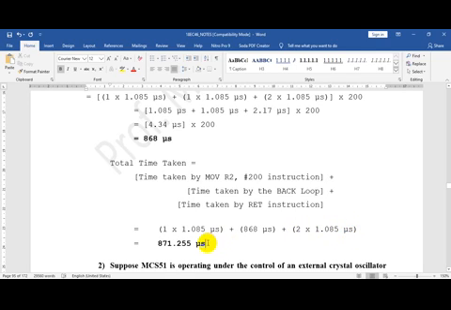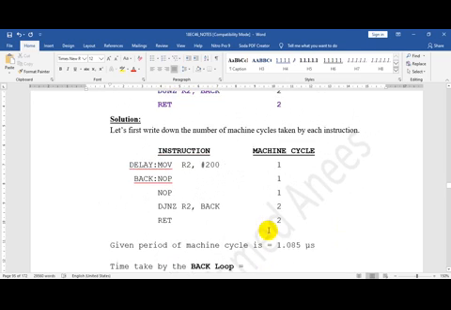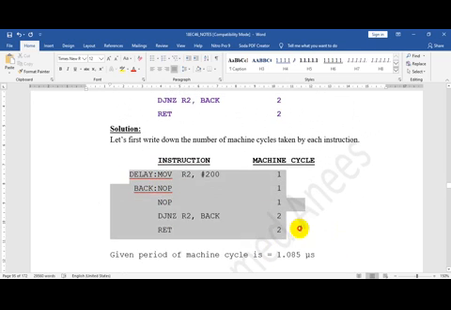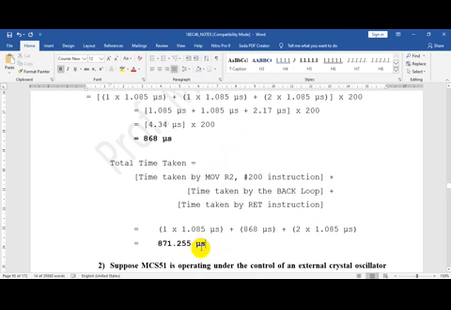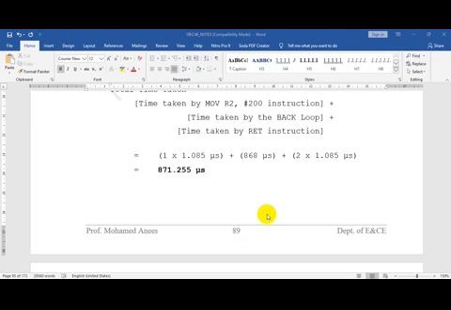If we calculate, it comes out to be 871.255 microseconds. The total time taken by the delay subroutine is 871.255 microseconds. In this way, we calculate the time taken by a subroutine. Thank you.